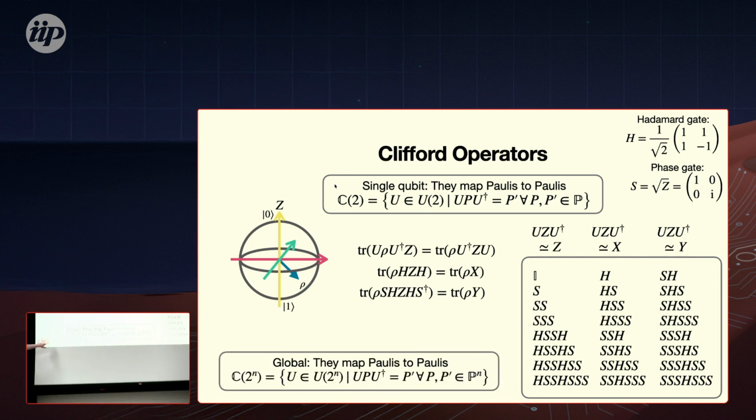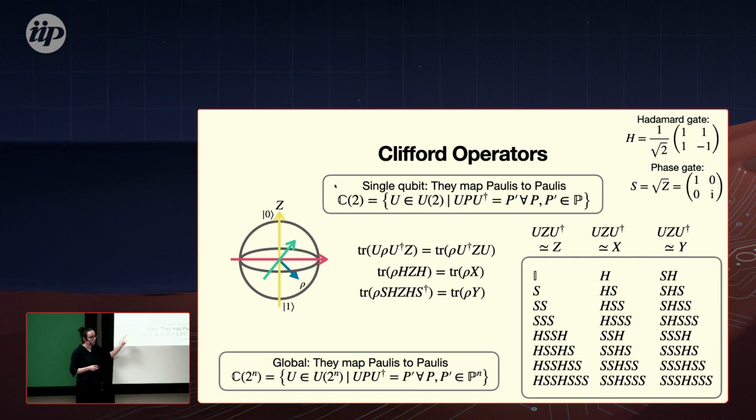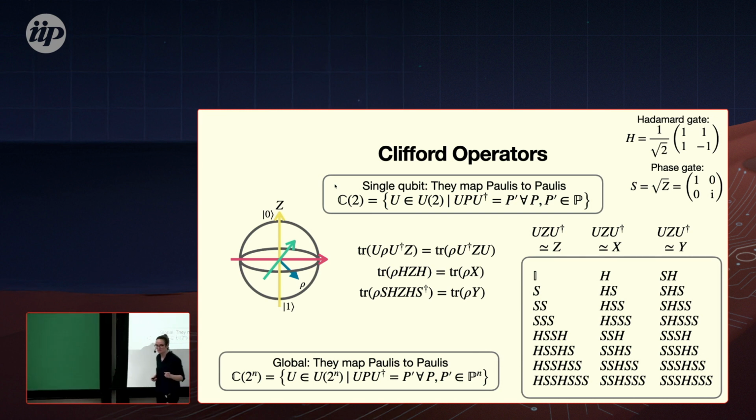And just to give you a little heads up, we will also use the global Clifford group, which is defined on not just P, but the n-fold of our Pauli group. And this is just the same definition as above, just with all the Pauli strings. All the Pauli strings are being mapped on all the Pauli strings. This is the global Clifford group.